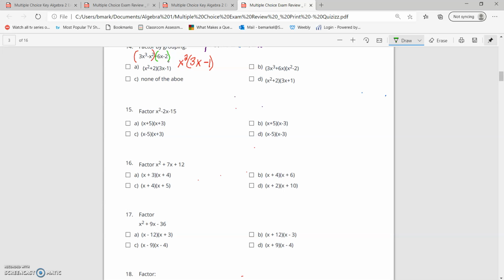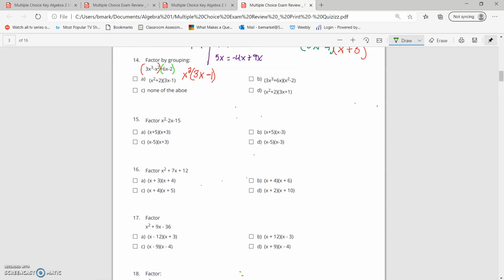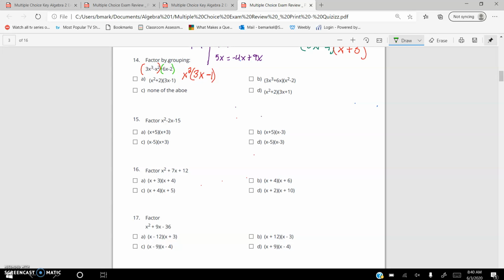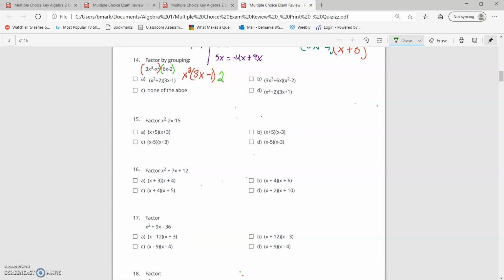Now we have 6x minus 2. What divides both 6x and 2? The largest thing to go into both of them. Well, that's just 2, right? 2 times 3 gets me to 6. And 2 times negative 1 will get me to the negative 2. But let's not forget our x.